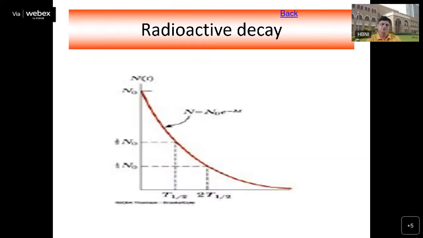See, this is how radioactive decay follows the exponential curve. N0 is the initial number of atoms, and N is equal to N0 e raised to power minus lambda t. Here lambda is nothing but 0.693 divided by t half, where t half is the half life of that radioactive atom, and t is the time elapsed.